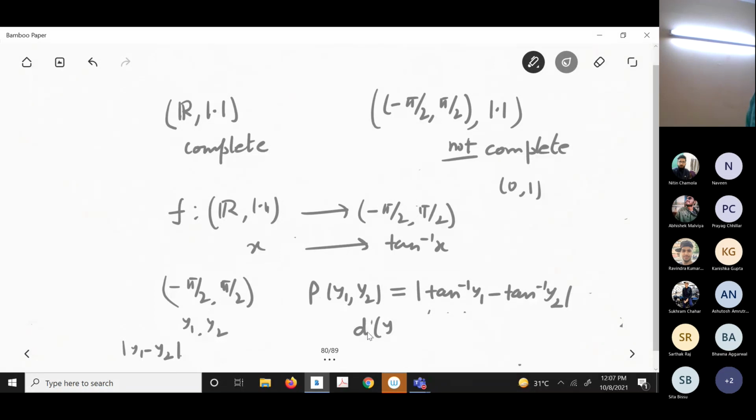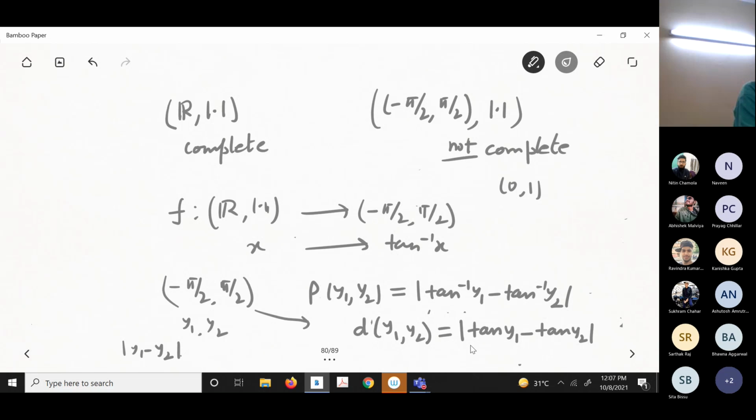This is G. Write this, because when I'm taking from here, they are angles actually. So tan y1 is tan y2. Okay, right. So that, you should check these are two metrics.